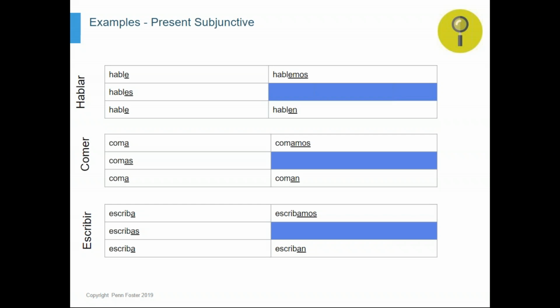Same thing kind of applies to the next two verbs, comer, to eat, and escribir, to write. ER, IR verbs take that set of A endings. So coma, I might eat. I hope that you eat. Comas. And then escriba, I might write, I may write, etc. So you're simply dropping the infinitive ending, the AR from hablar, adding the endings that start with an E, the opposite present subjunctive endings we saw on the last slide, and doing the same for ER, IR with the other set of endings beginning with A's.